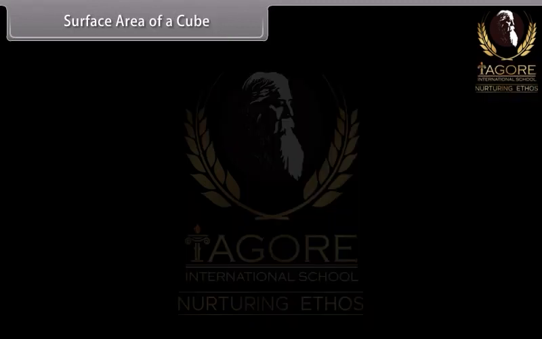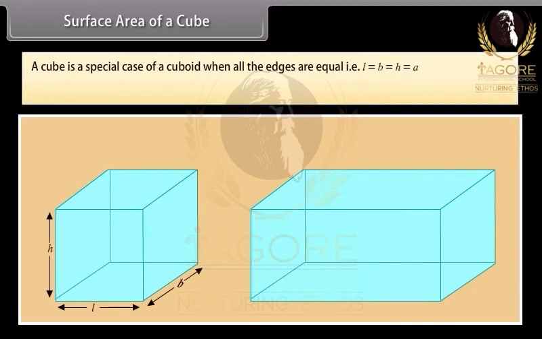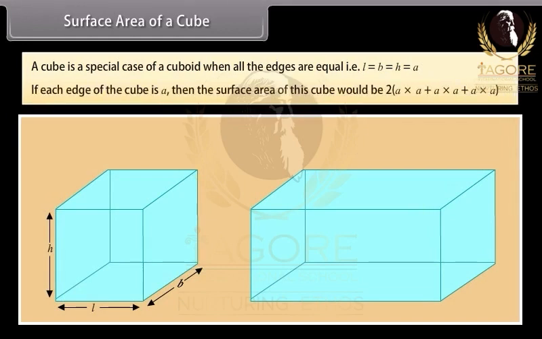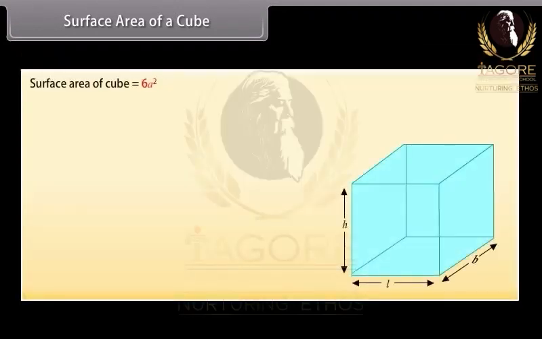Surface area of a cube. A cube is a special case of a cuboid when all the edges are equal. That is, L is equal to B, which equals H. If each edge of the cube is A, then the surface area of this cube would be 2 into (A into A plus A into A plus A into A), or we can write it as 6A square.